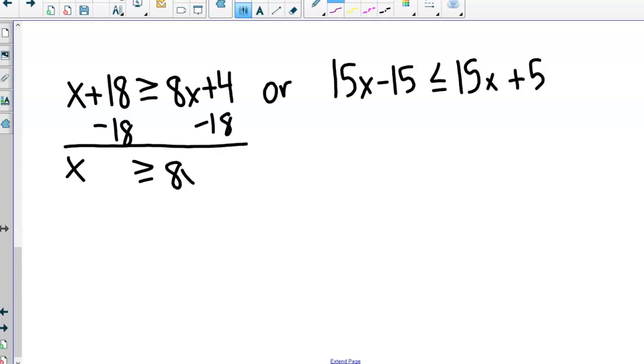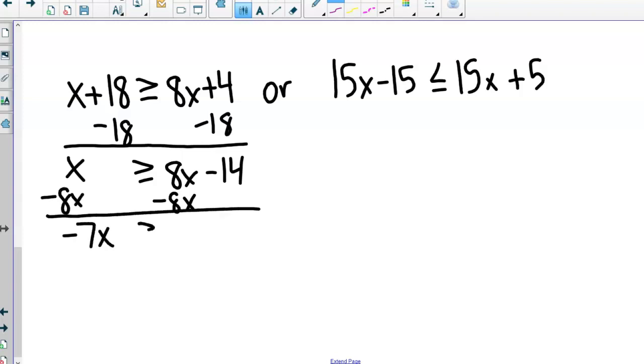So that's going to be 8x and minus 14. And then we would subtract 8x from both sides. So we're going to get negative 7x greater than or equal to negative 14. We divide by negative 7, remembering to flip our inequality. So we're going to get x is going to be less than or equal to 2. So what we know is this is an OR graph, so it's either got to be that x has got to be less than or equal to 2, or it's got to be the solution to this one.